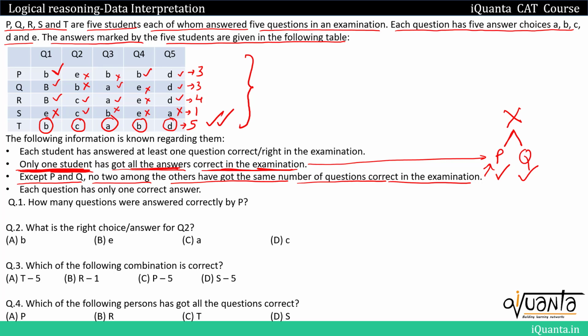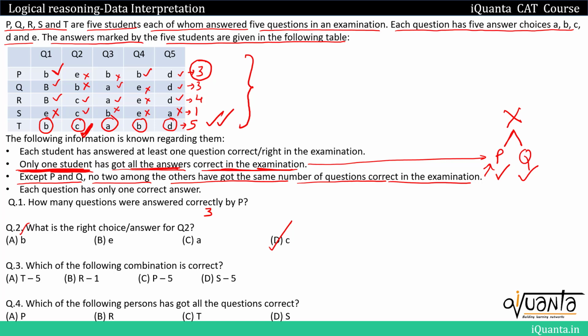Now we can easily answer the questions. How many questions were answered correctly by P? So 3 questions were answered correctly by P. What is the right choice or answer for question 2? So for question 2, option C is the correct answer. So D will be the right answer over here.